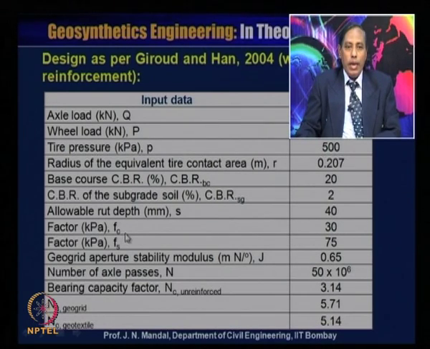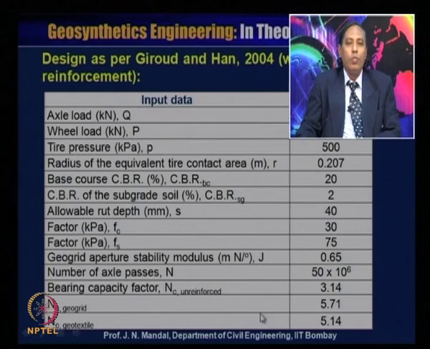This factor FC in kPa is equal to 30. Factor FS in kPa is 75. Geogrid aperture stability modulus, this is important, JA, is 0.65. Number of axle passes N is equal to 50 into 10 to the power 6, and bearing capacity factor NC for unreinforced is 3.14. NC for geogrid is 5.71, and NC for geotextile is 5.14.